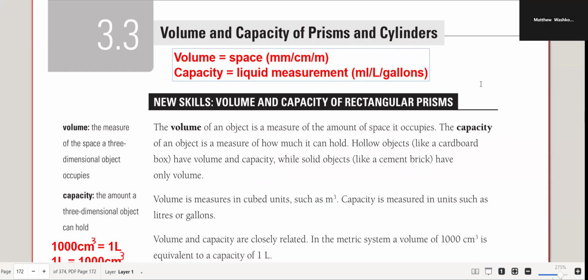So I do want you to write that stuff down, the stuff in the red here. So that's the difference here. Again, volume, a measure of how much space an object occupies. Capacity is how much it can hold. I like these definitions up here. It's a little bit simpler.